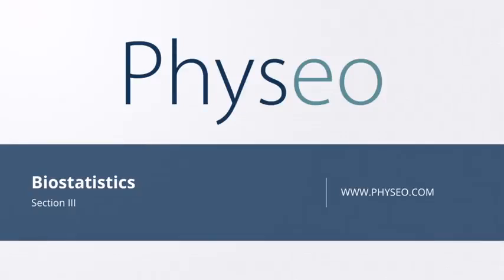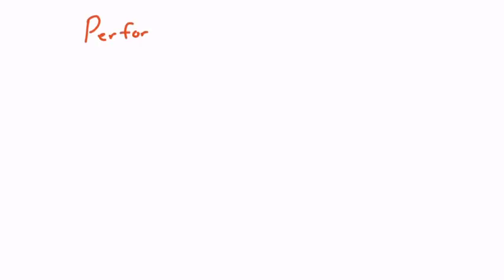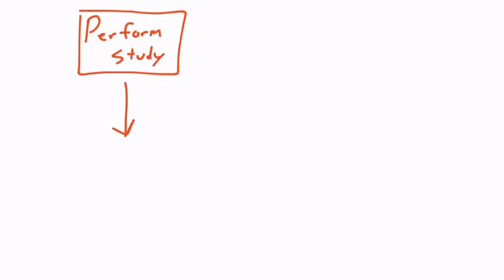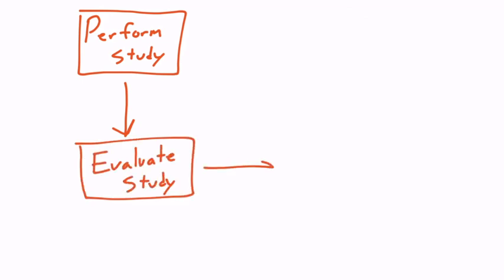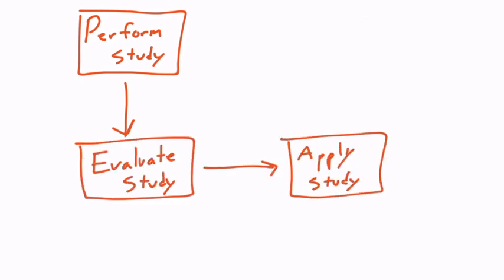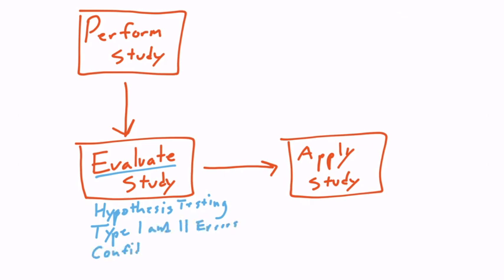Welcome to Section 3 of Biostatistics. As a reminder, recall that we think of biostatistics in three arms. We first perform the study, then we evaluate the study quality, and then we apply the study clinically. In this lecture, we are going to be focused on evaluating the studies by talking about hypothesis testing, type 1 and type 2 errors, and confidence intervals.